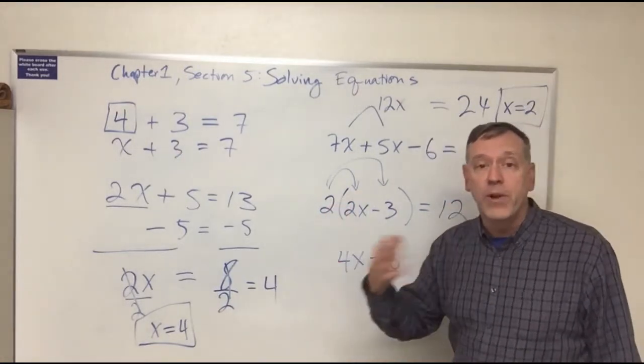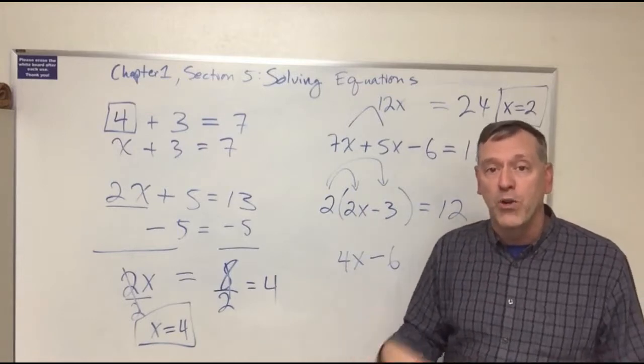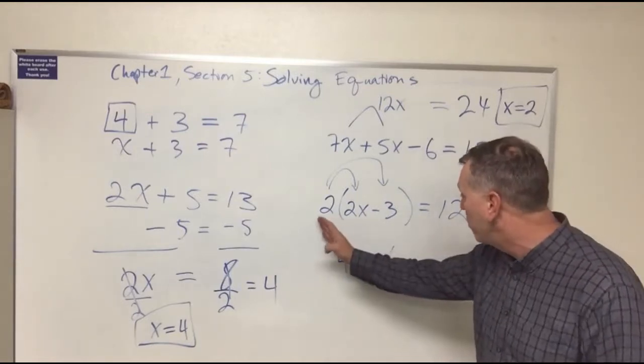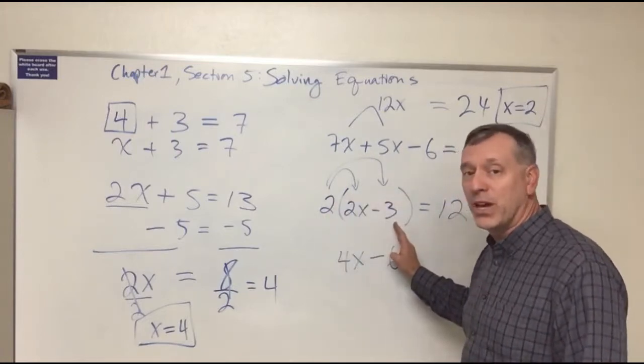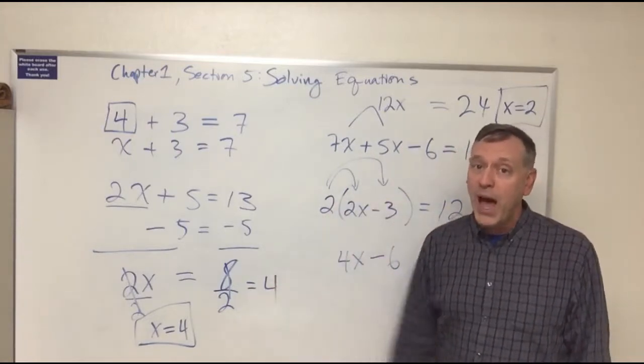But if you multiply 2 through this parentheses, the distributive property of algebra, or mathematics in general, is that if you multiply that through the parentheses, you've got to multiply the 2 times the first term and times the second term, or you've told a mathematical lie.